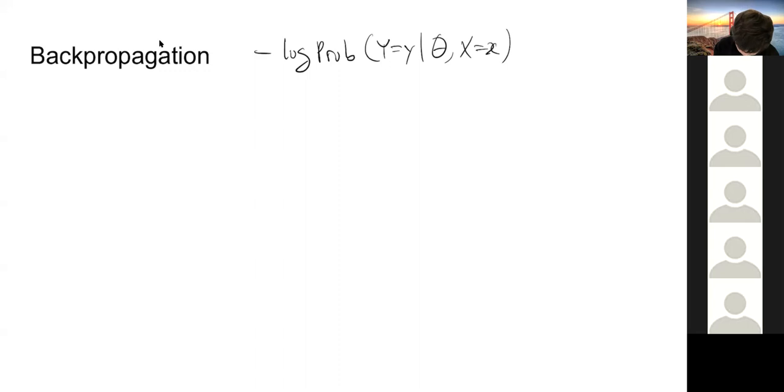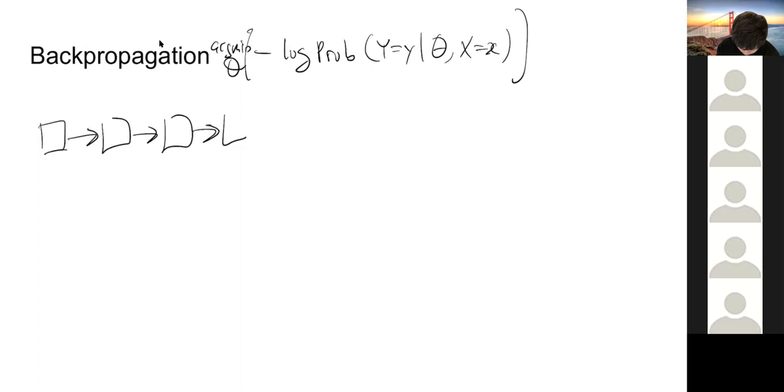And we want to find a theta that minimizes this value. Suppose I'll use a model for text classification, and I'll be using an RNN. So here, remember this simple RNN with tanh.